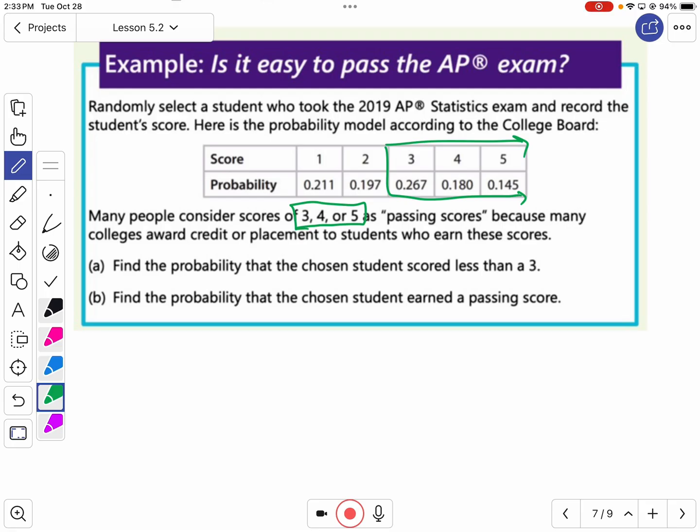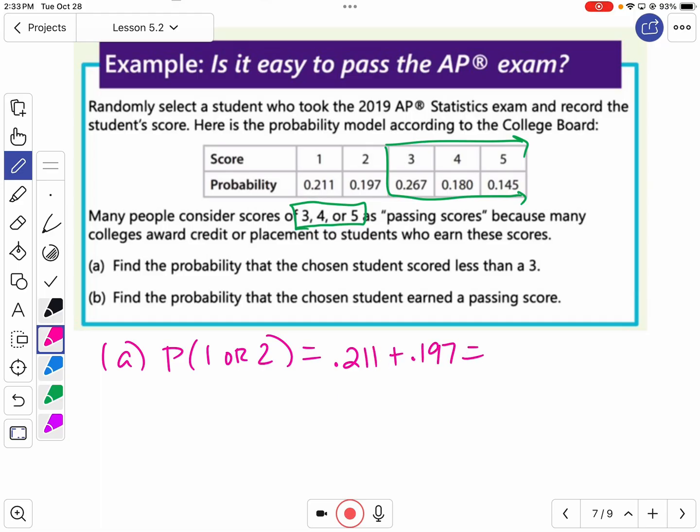So we want to find the probability that the chosen student scored less than a 3. One of the things we have to know is, are these scores mutually exclusive? Which means, can I score a 1 and a 5 at the same time? No. So they are indeed mutually exclusive. For part A, if I want the probability they scored less than a 3, I'm looking at the probability of 1 or 2. They gave me those probabilities, so I would add them up.